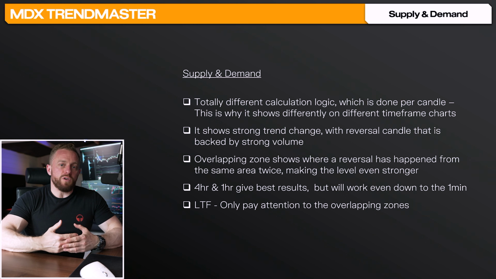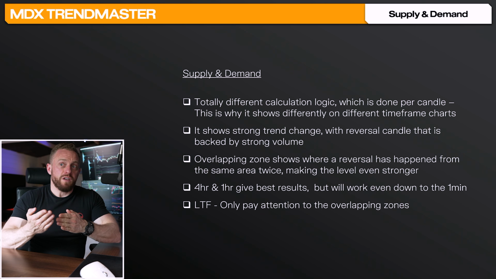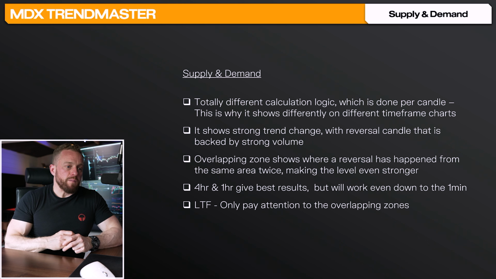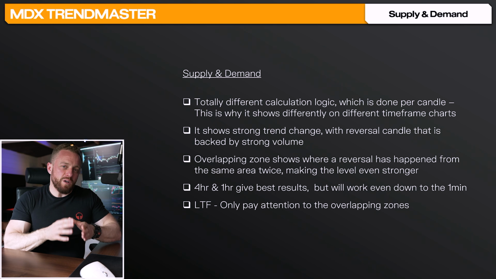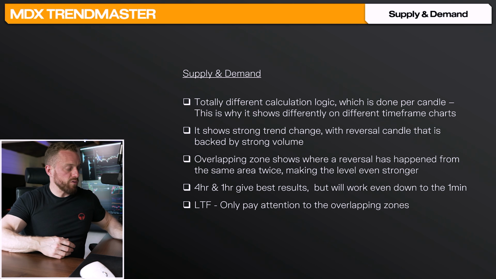Generally, I find this works best on the 4 hour and 1 hour. Very, very reliable results, but it will work all the way down to the 1 minute, although those supply and demand zones may look a bit different. But generally, I find on the lower time frames, unless it's overlapping and it's had multiple rejections, it's not quite as useful.